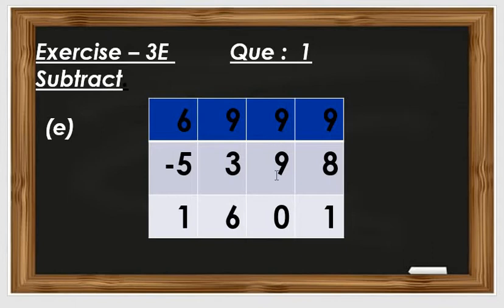Then 9 minus 9, we can easily take out from 9 to 9. So how many? 0. Then 9 minus 3, how many students? 6. Got my points? Then 6 minus 5, we can easily take out from 6 to 5, which is 1. So the answer is 1601. Understood?